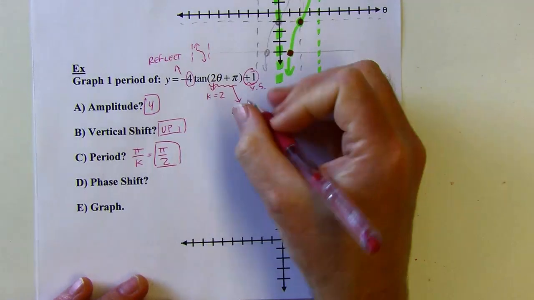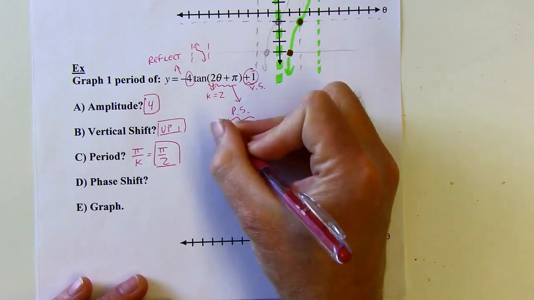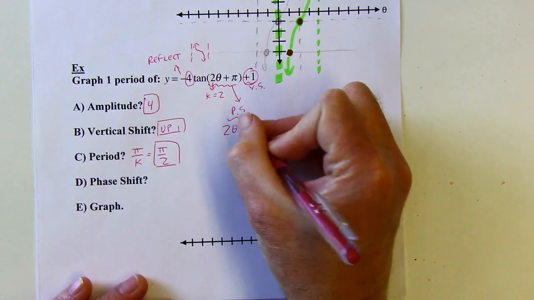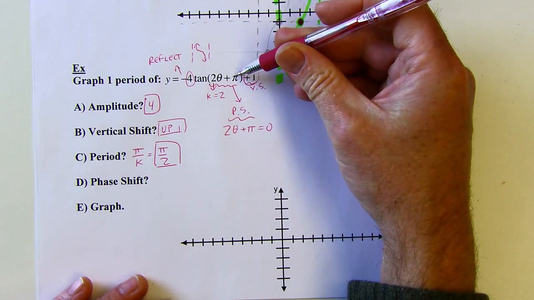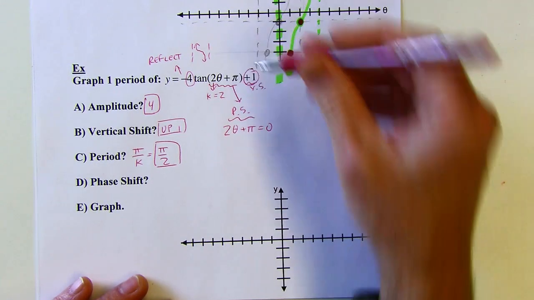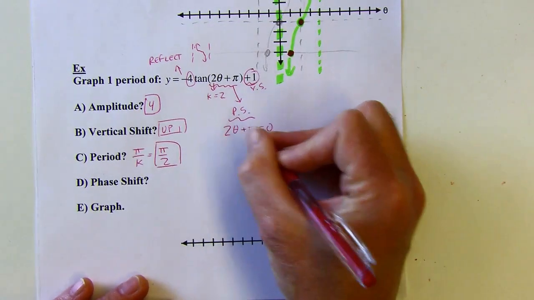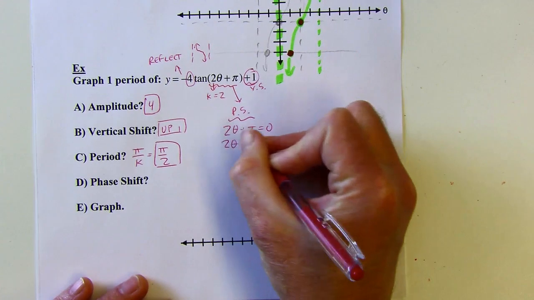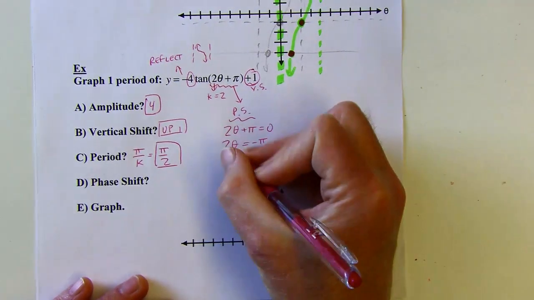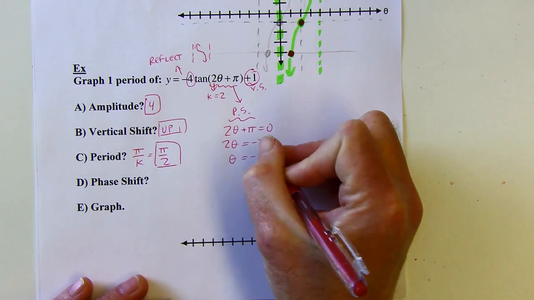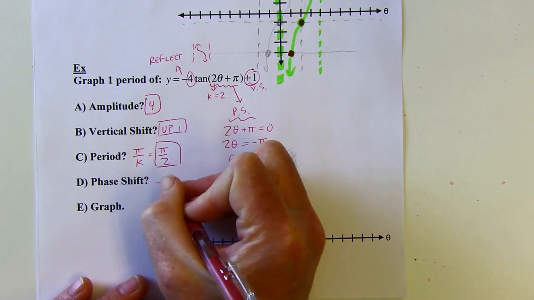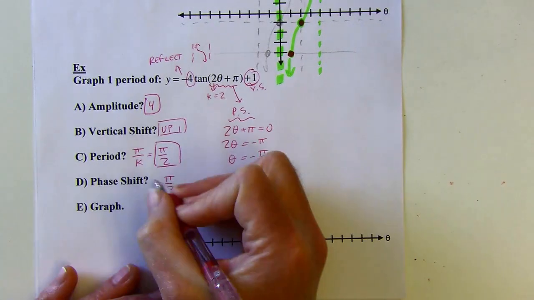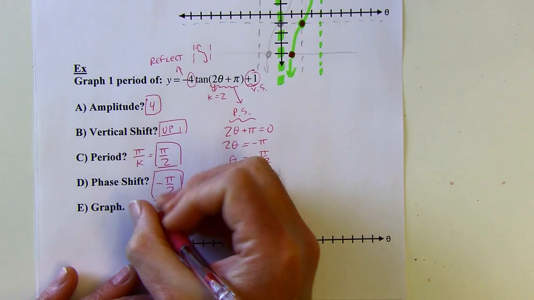Okay, and then phase shift, I'm taking all of this and setting it equal to 0. So I'm saying 2 theta plus pi equals 0. A lot of people just say, oh, I take the opposite of that, so it's negative pi. No, the 2 is going to affect the phase shift, okay? So I'm going to subtract pi from both sides, and then I'm going to divide by 2. Okay, so my phase shift is going to be negative pi over 2, or pi over 2 to the left, if you want to think of it that way. This is going to go left.